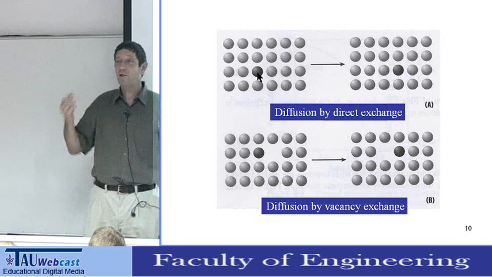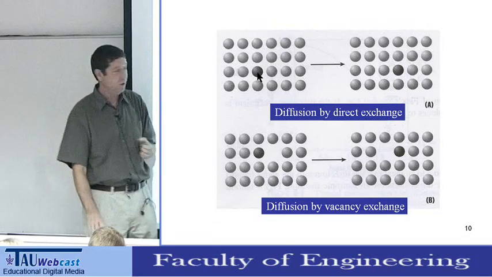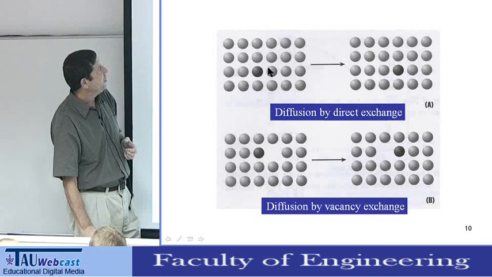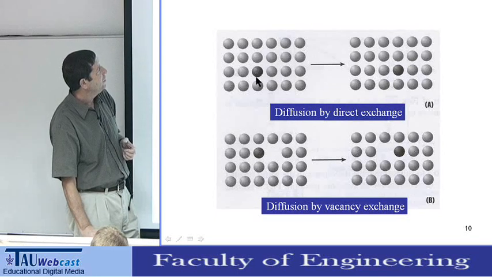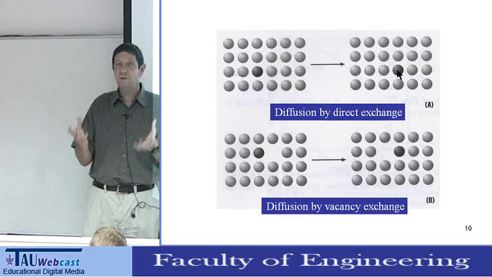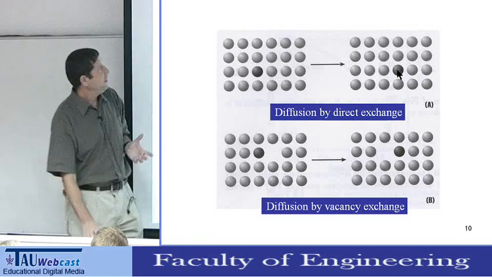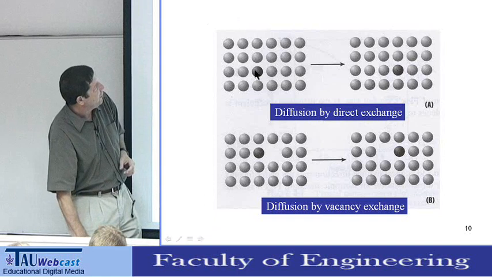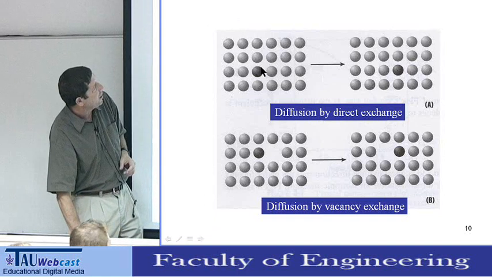If you hit the structure and hit the structure and hit the structure, it's possible this atom will move here and this atom will move here, and at the end of the day you will get the atom moving one step to the right. But in order for this to happen, you need the atoms to squeeze side by side. If you want this atom to move through this narrow channel, this has to move, this will move this.